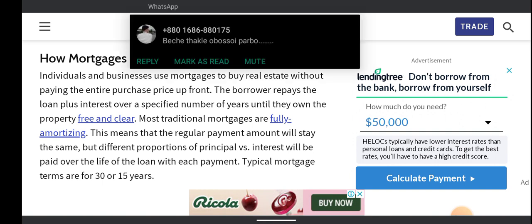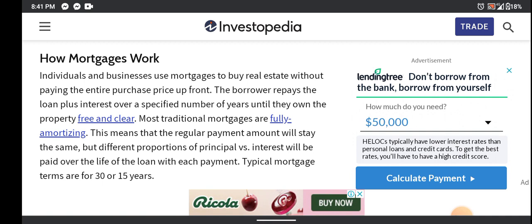amortizing. This means that the regular payment amount will stay the same, but different proportions of principal and interest will be paid over the life of the loan with each payment. Typical mortgage terms are for 30 or 15 years.